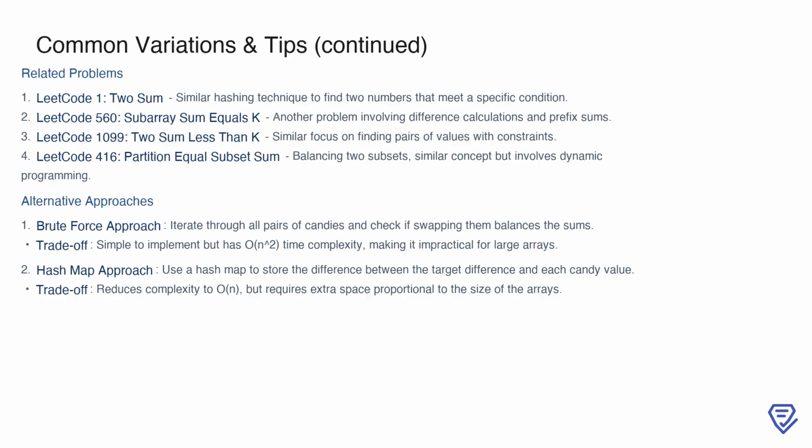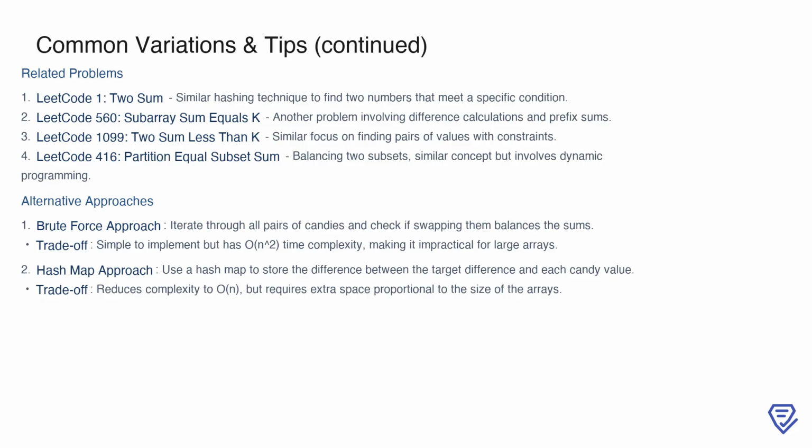LeetCode 1099, Two Sum Less Than K, deals with finding pairs of values under constraints, while LeetCode 416, Partition Equal Subset Sum, involves balancing two subsets, which is conceptually similar but solved using dynamic programming. Alongside these related problems, there are alternative approaches to solving Fair Candy Swap. The brute force approach, though simple to implement, involves iterating through all possible pairs of candies to check if swapping them balances the sums. While it's straightforward, it has a time complexity of n squared, which becomes impractical for large input sizes. On the other hand, the hash map approach allows you to store the difference between the target difference and each candy value, reducing the complexity to n.